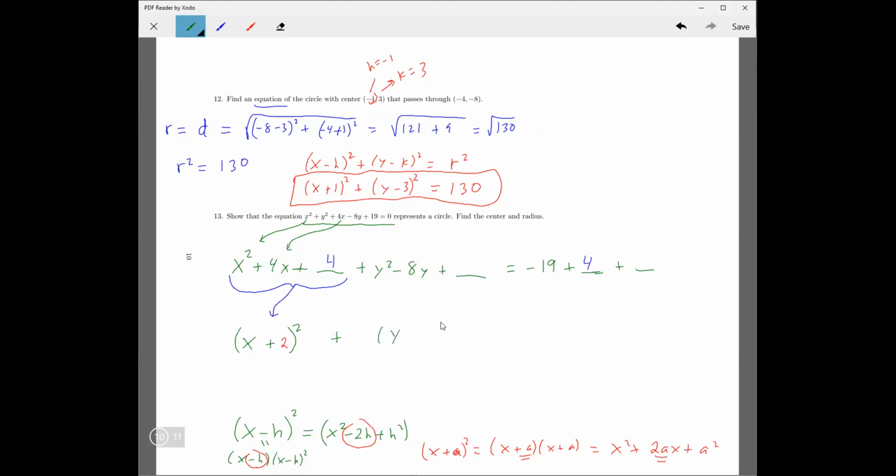Likewise over here, if I take this -8 and cut it in half, that's -4. But if I expand that out, I'm going to get a 16 right there, because -4 squared is 16. That means I have to add a 16 over here. Okay, and then if I take -19 plus 4 and 16, I get 1.